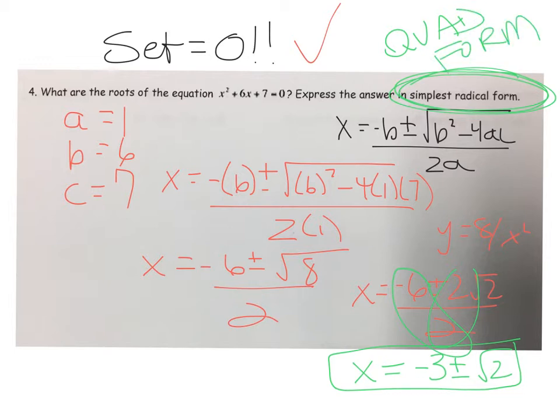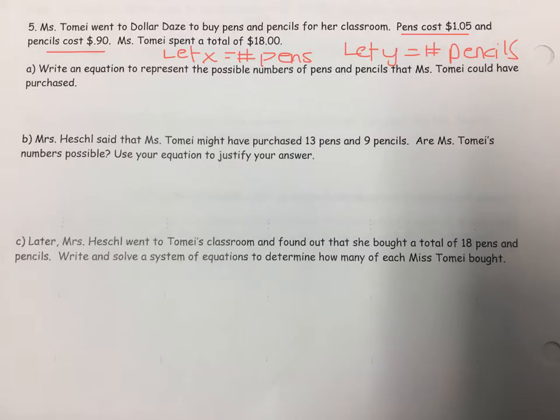Okay. Next. All right, last but not least, Miss Tomei went to Dollar Days to buy pens and pencils for her classroom. Pens cost $1.05 each, and pencils cost 90 cents each. Miss Tomei spent a total of $18. Write an equation to represent the possible numbers of pens and pencils that Miss Tomei could have purchased. I'm going to write it. Okay, so this is your first equation. $1.05 times the number of pens plus 90 cents times the number of pencils is equal to $18. This represents the possible numbers of pens and pencils.